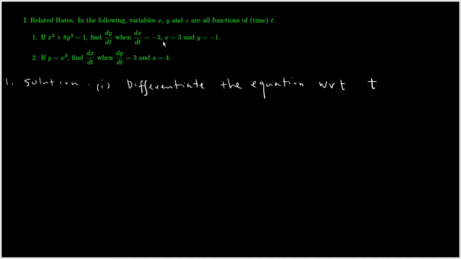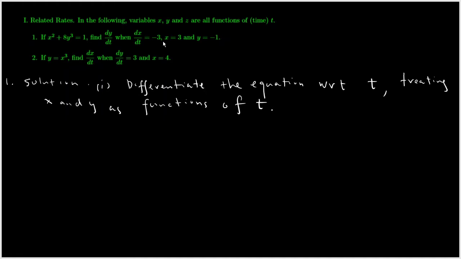And treating everything as a function of t, treating x and y as functions of t. So maybe I'm going to write one more sentence. Treating x and y as functions of t. After the topic of implicit differentiation, I hope this is easy to do.